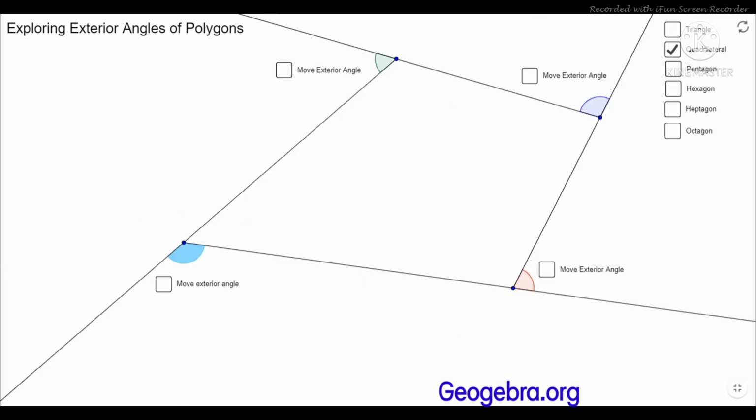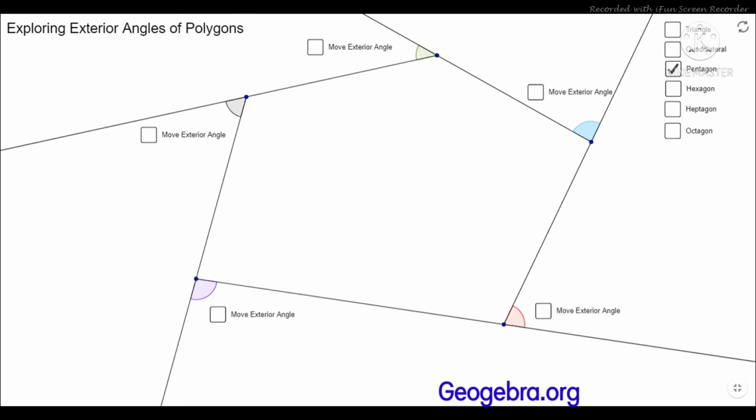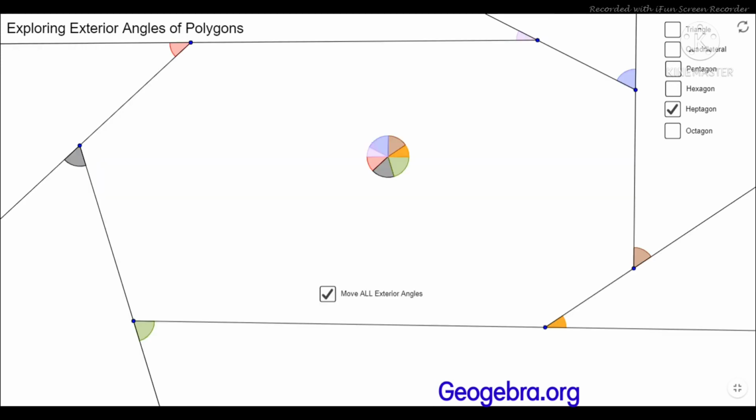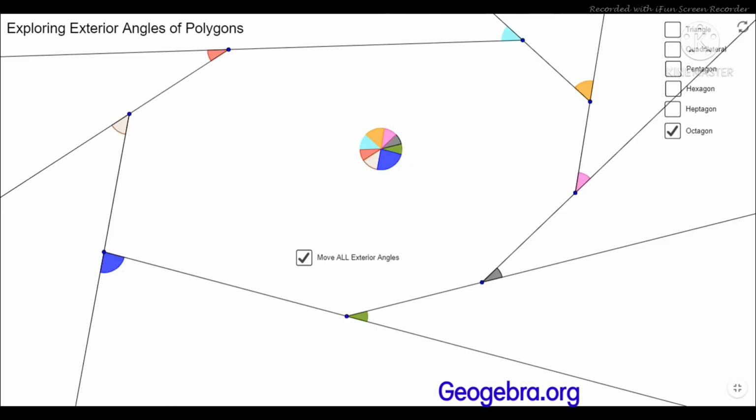The same way for a quadrilateral. Angle 1, angle 2, angle 3 and angle 4. It is equal to 360 degrees. Same thing for a pentagon. Angle 1, angle 2, move the third one, fourth one and the fifth one. They also add up to get 360 degrees. That's a complete angle. Same thing for a hexagon. Easily we can move all at a time and get 360 degrees. For a heptagon, 360 degrees. And for an octagon also 360 degrees. Hence we say that the sum of the exterior angles of any polygon is always equal to 360 degrees.